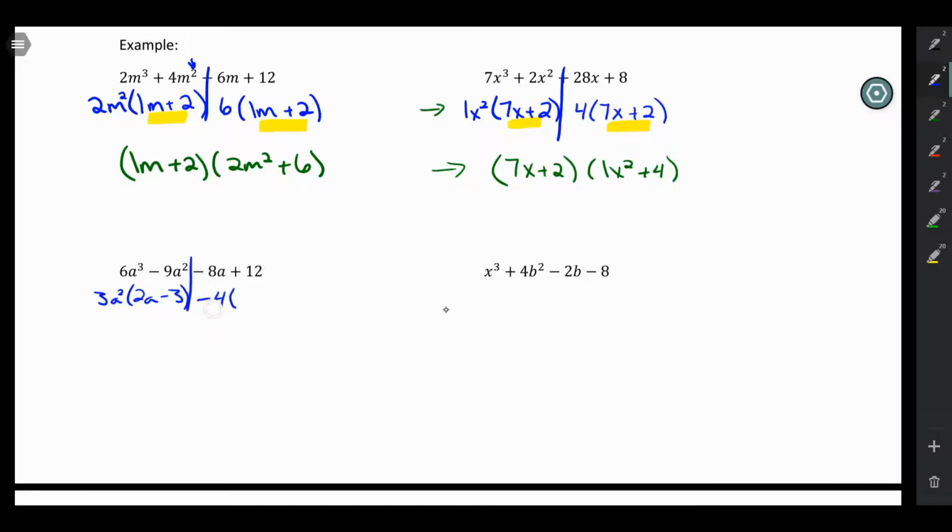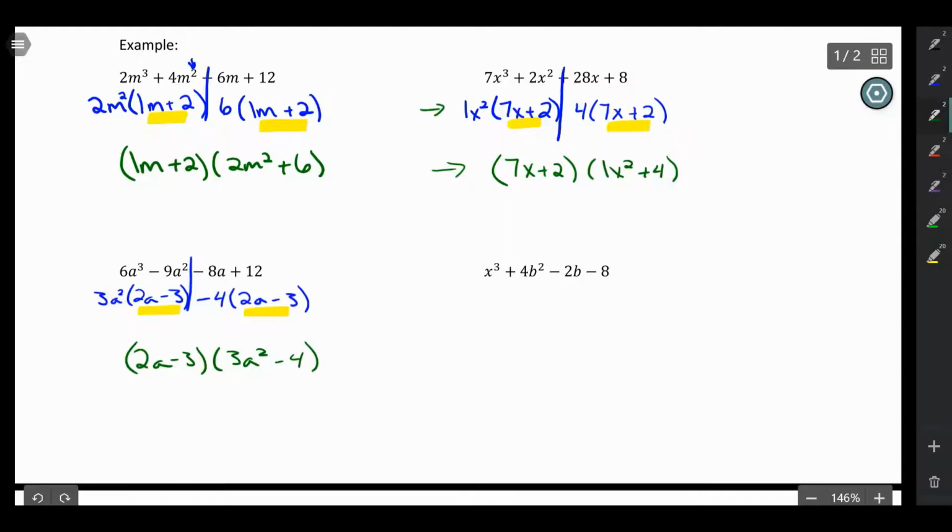Negative 8 divided by negative 4 gives me positive 2. See? Now it matches what I was looking for. 12 divided by negative 4 is negative 3. Again, that matches that first parenthesis set. So now I've got that greatest common factor binomial. So I can pull that out to the front. And then I write what's left in parentheses. Over here I've got 3a squared and negative 4. Good to go. Last one.